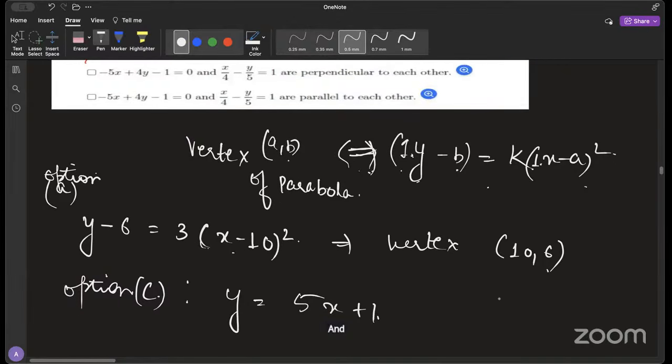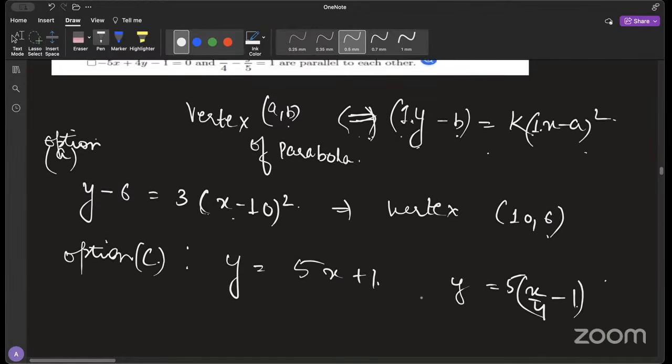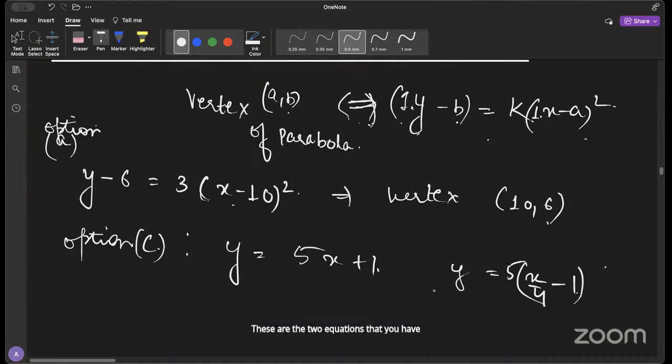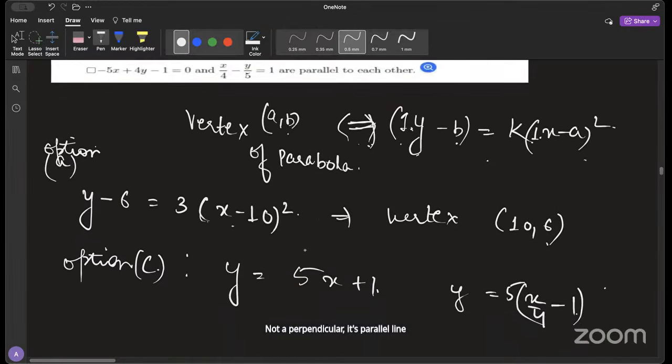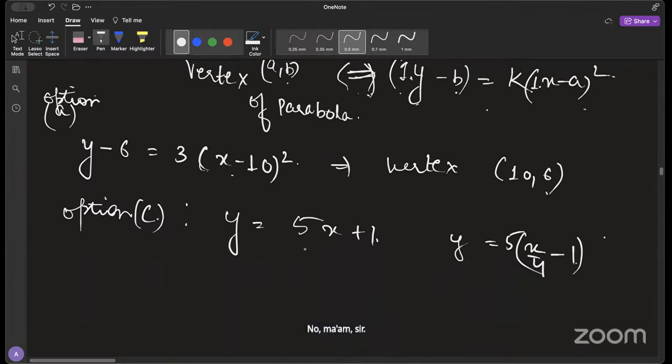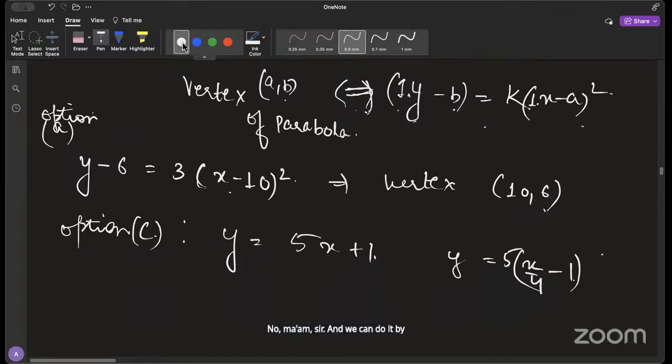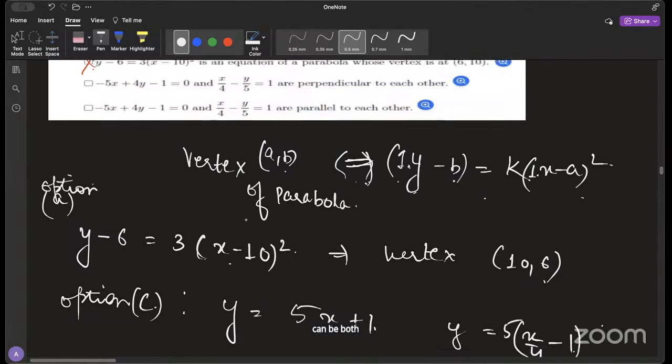And the other equation is given to be. So from here, if you do, you'll have y equals x by 4 minus 1 times 5. These are the two equations that you have. Now you have to find whether they are perpendicular, right? Or parallel. No, ma'am, it's not perpendicular. And we can do it by that, A1 and A2.